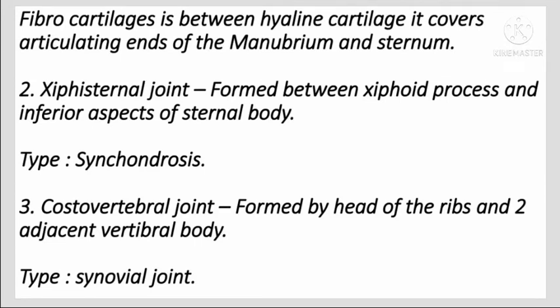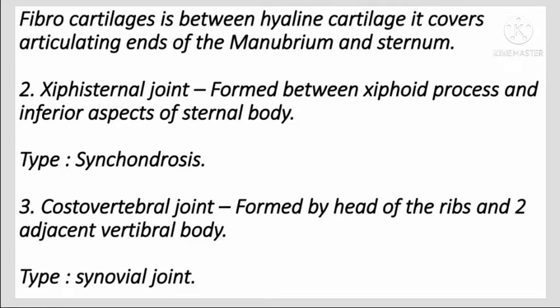Fibrocartilage lies between hyaline cartilage, which covers the articulating ends of the manubrium and the sternum. The xiphisternal joint is formed between the xiphoid process and the inferior aspect of the sternal body. Type: synchondrosis. The costovertebral joint is formed by the head of the rib and the two adjacent vertebral bodies.